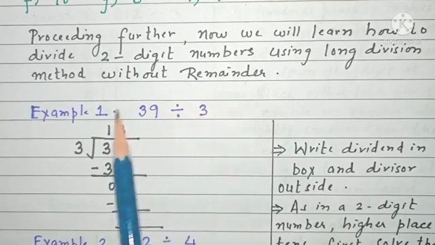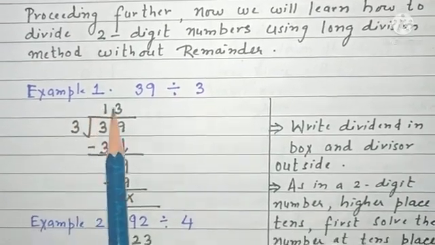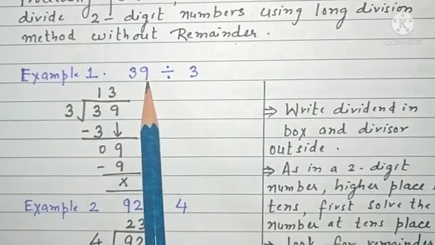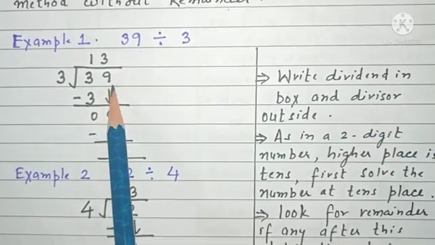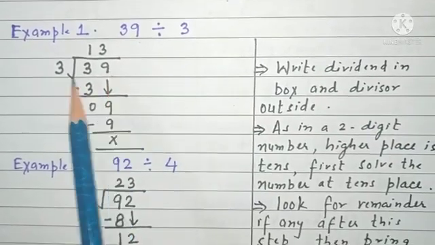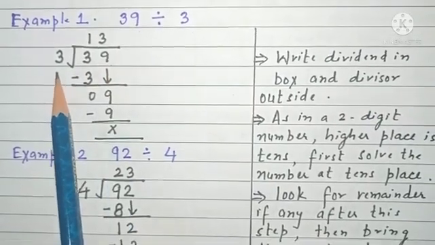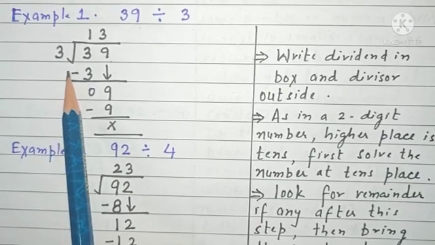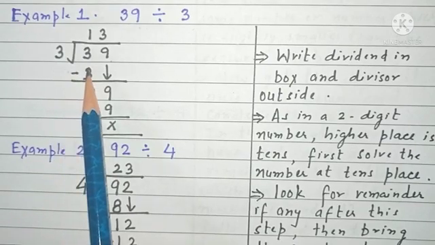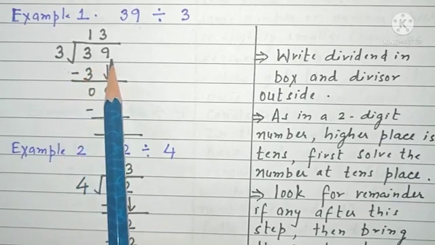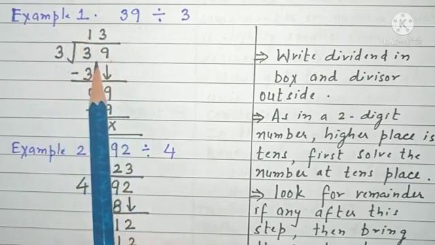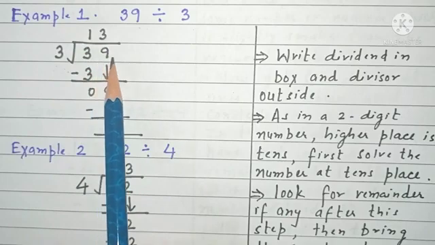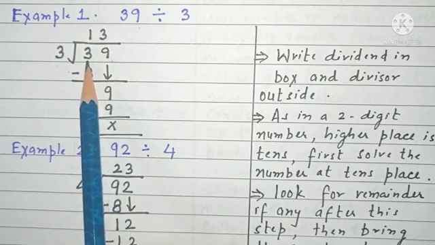Fine students. So we'll be doing example number 1, and we will be dividing 39 by 3. So 39 is the dividend here, which we have kept in the box, and 3 is the divisor. Divisor means the number with which we have to divide. So the first step is write dividend in the box and divisor outside. Now, as 39 is a two-digit number, so the higher place is tens. So first solve the number at the tens place.